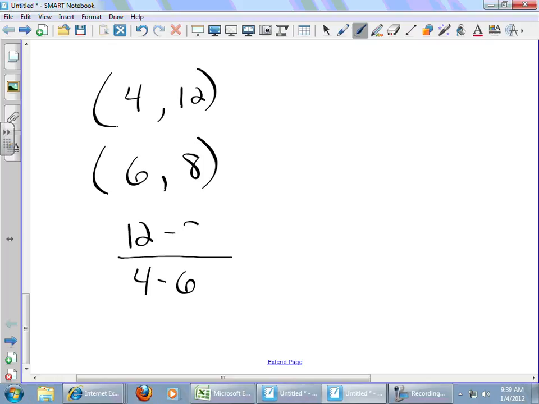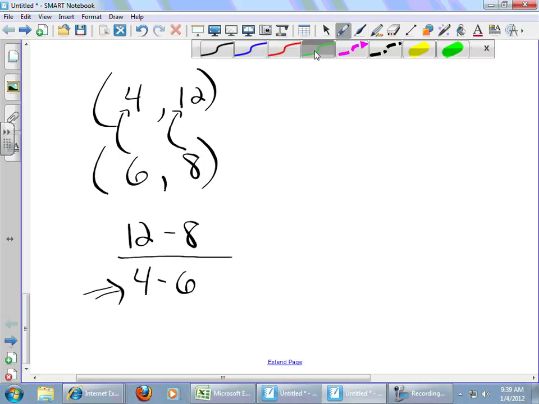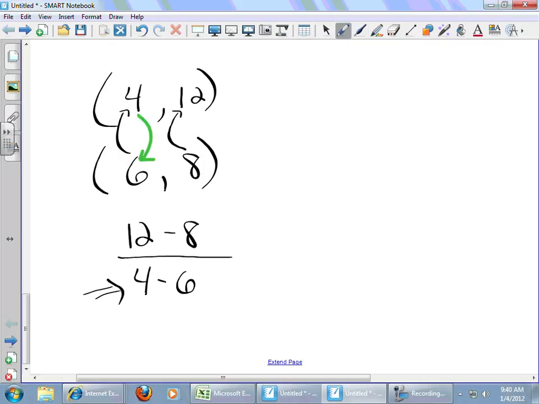12 minus 8. Now, some of you may have wanted to here write 6 minus 4. You could do that. You could subtract 6 minus 4, but then you'd have to subtract 8 minus 12. You have to be consistent in the way you go. I chose to go 4 minus 6, then I had to go 12 minus 8.